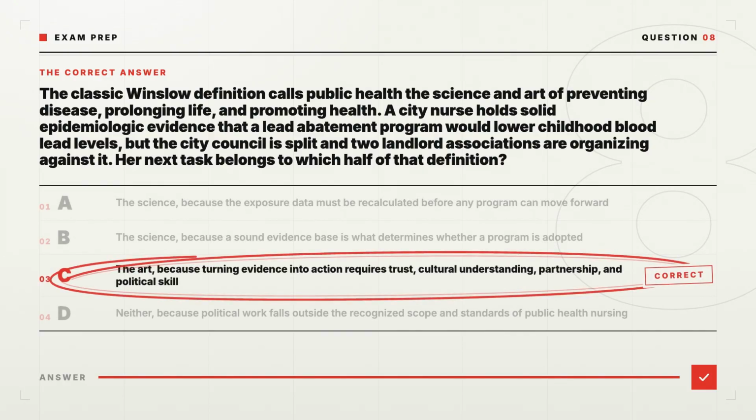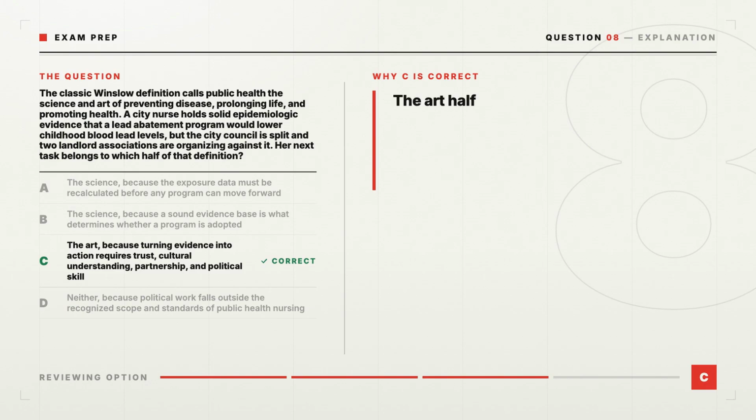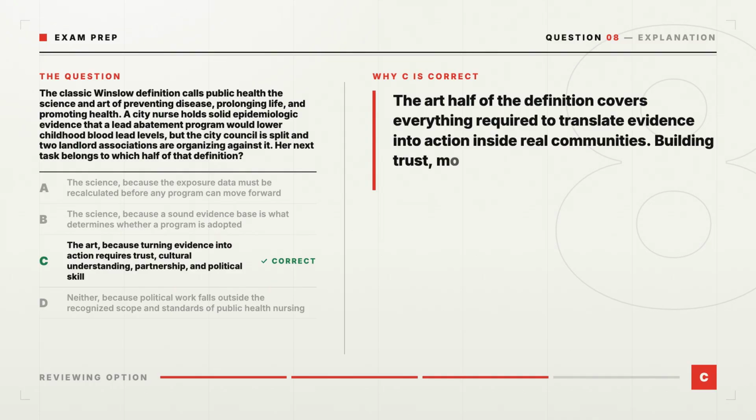The correct answer is C. The art, because turning evidence into action requires trust, cultural understanding, partnership, and political skill. C is correct because the art half of the definition covers everything required to translate evidence into action inside real communities. Building trust, mobilizing partners, communicating persuasively, and working through local politics are the work in front of her. A sound epidemiologic finding changes nothing if no one can persuade a community to act on it.